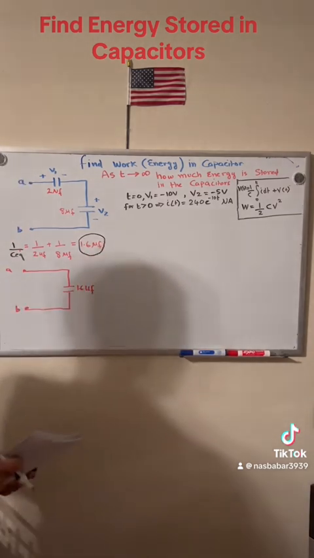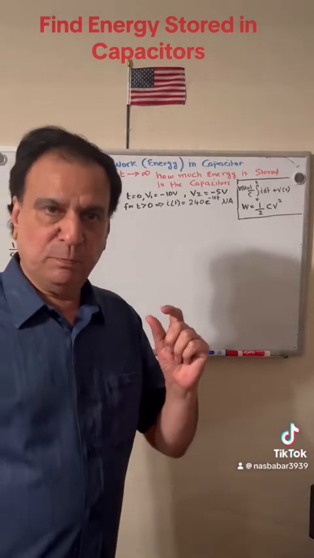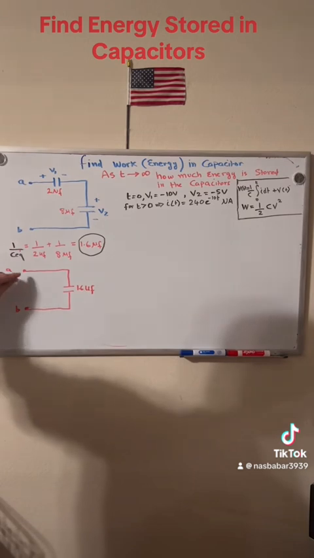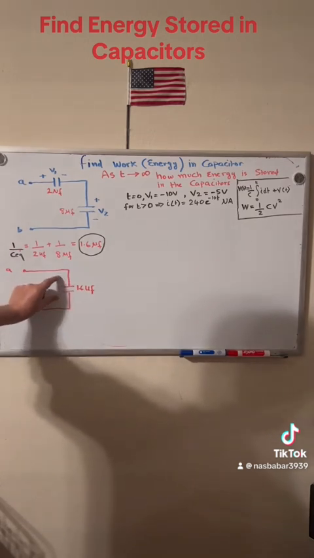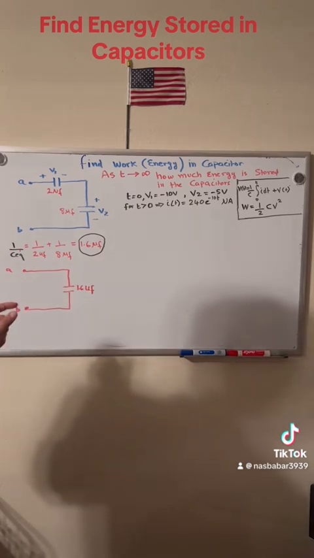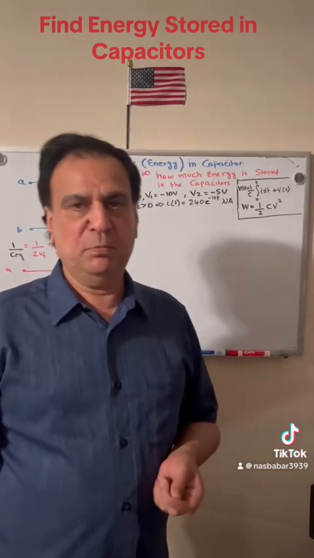So then 1.6 microfarad is my equivalent capacitor, which I have right here, basically the same diagram, and we have terminal A, terminal B, and then the equivalent microfarad. Now we want to find out what's the energy stored in this capacitor with respect to time.